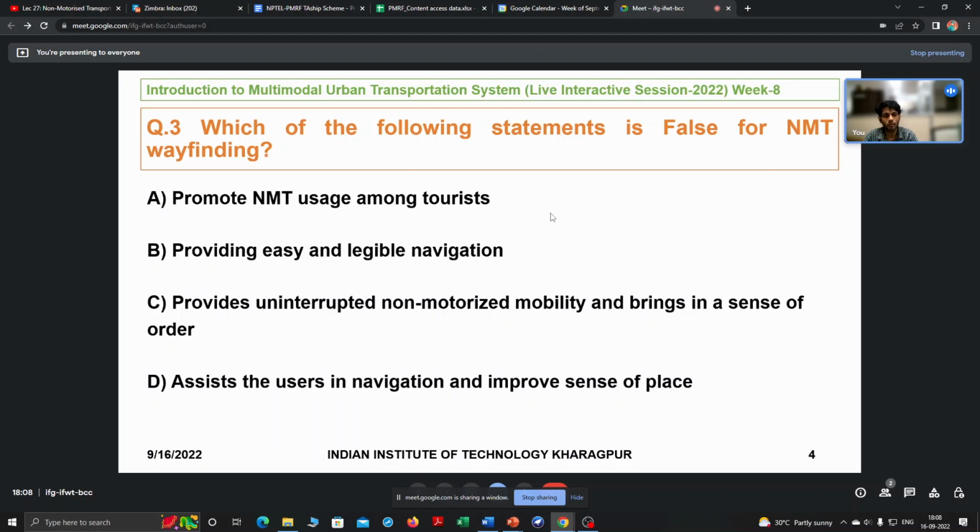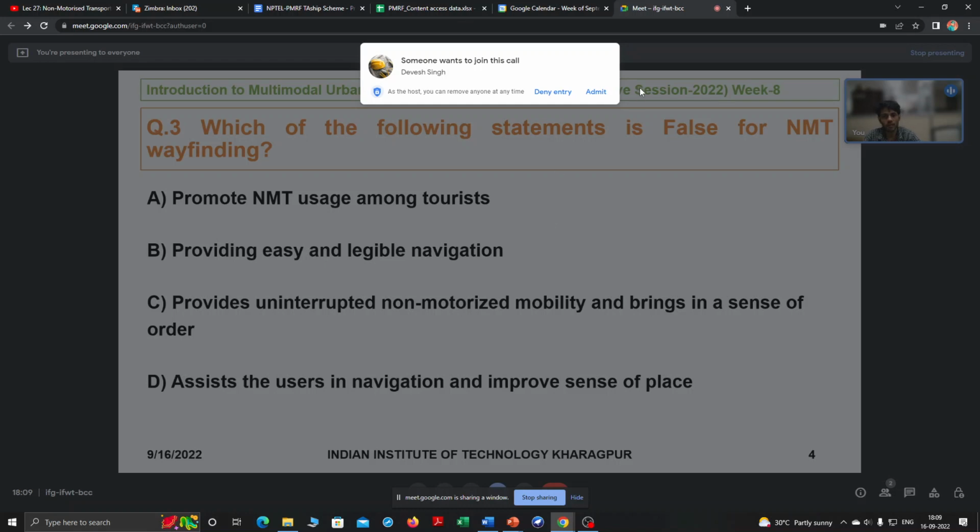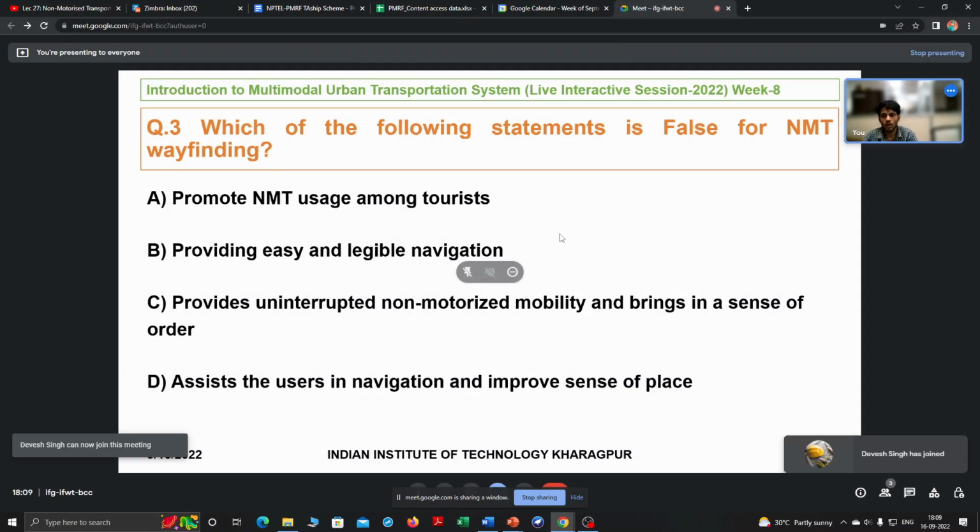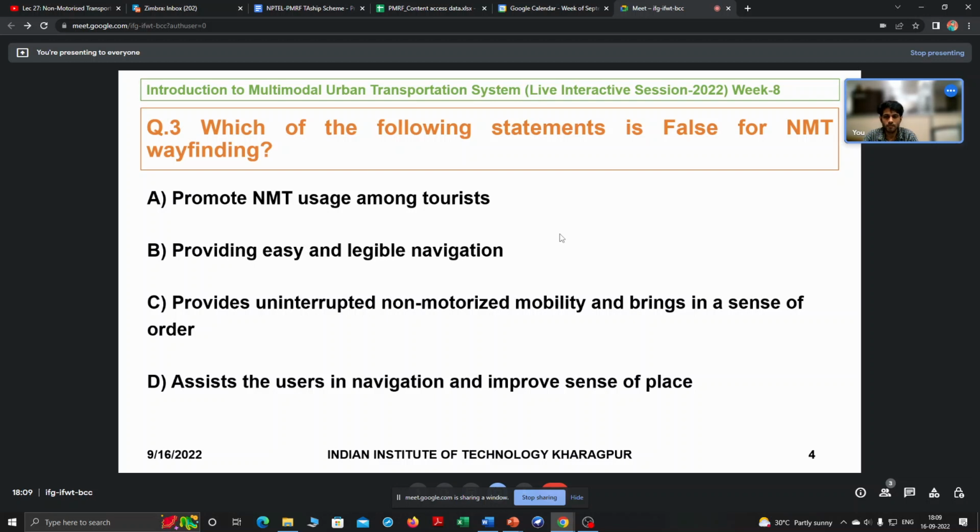So nowadays, when people are going anywhere in the country or outside the country, they are just searching, okay, this is the particular location, how to reach that particular destination with the use of Google Maps. Although it is not 100% accurate, it is a fairly accurate phenomenon, right? So it is actually promoting NMT usage among tourists.